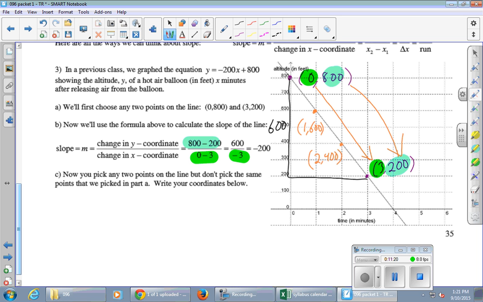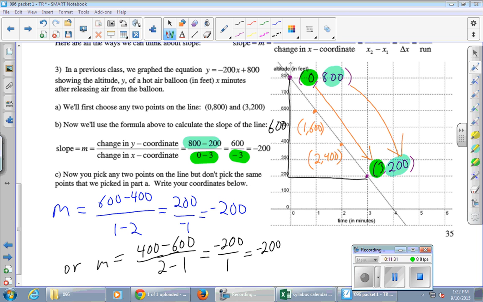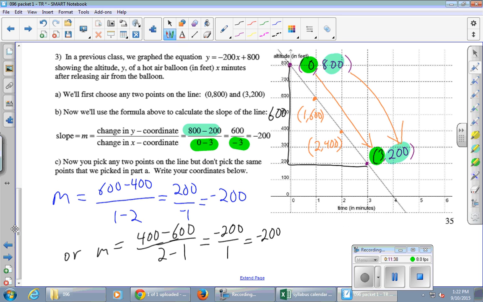Upstairs, you are subtracting the y's. Downstairs, you are subtracting the x's. Make sure you subtract in the same order and check your answers with your neighbors. So hopefully we got -200. There are 2 different ways to do this calculation for these 2 points. If you do 600 minus 400, look at my orange points over here, and just be consistent with the order. If I do 600 minus 400 upstairs, what do I do downstairs? 1 minus 2, which is what I wrote here. 200 on top, -1 on the bottom.